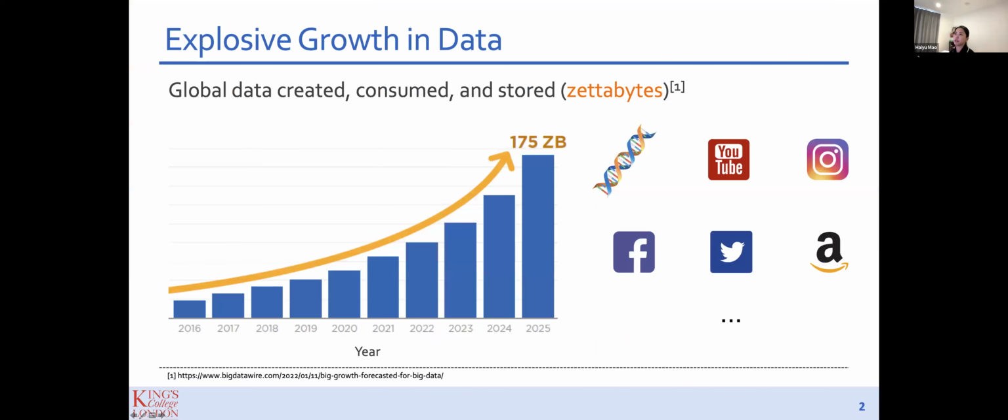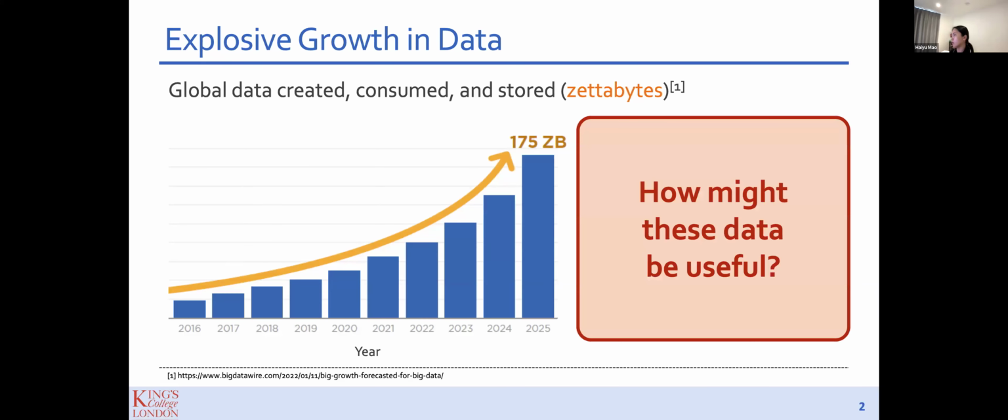Nowadays we have really a lot of data, like gene data, video, and photographs, a lot of data created, consumed, and stored every year. Here is a figure showing the data growth each year, and it has already reached 175 zettabytes.